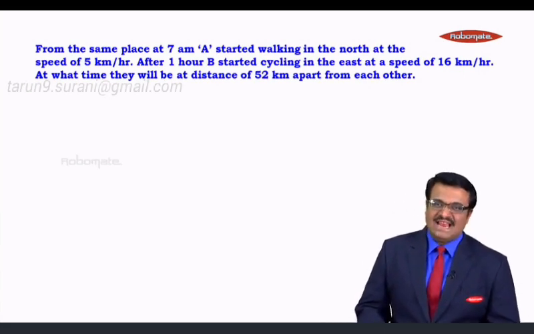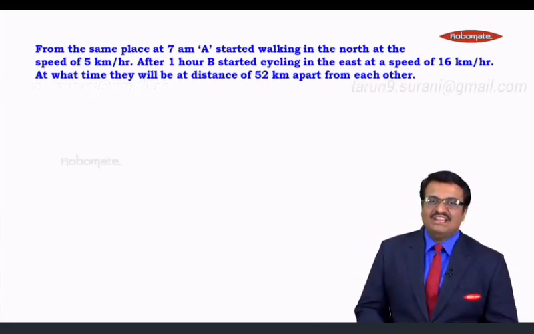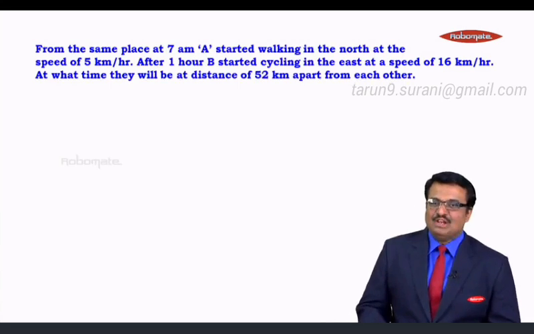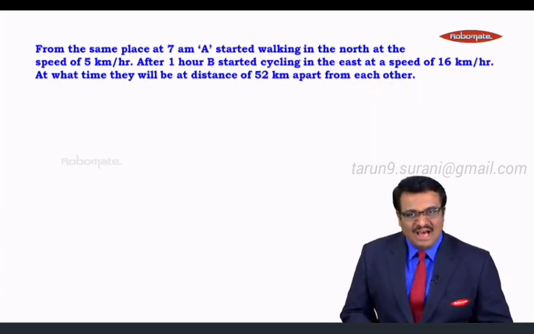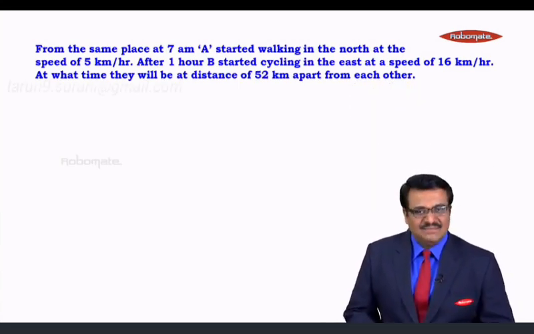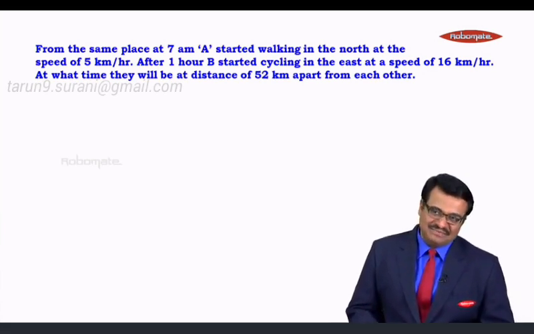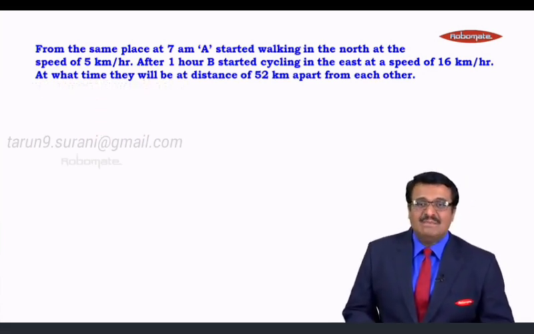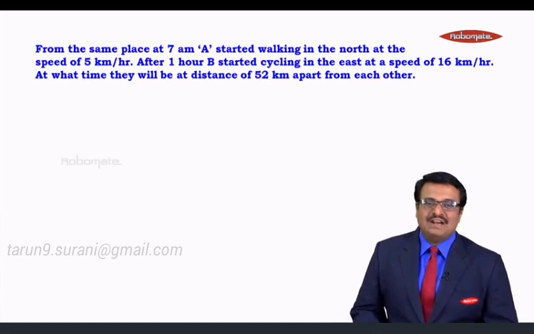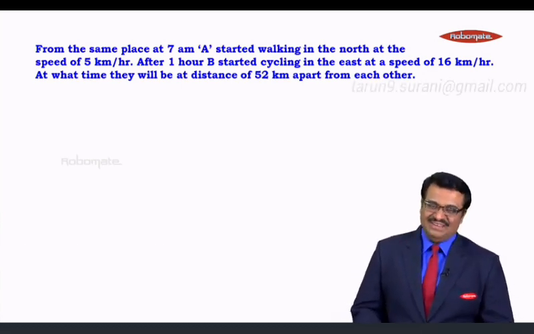From the same place at 7 a.m., A started walking in the north at the speed of 5 kilometers per hour. After 1 hour, B started cycling in the east at the speed of 16 kilometers per hour. At what time will they be at a distance of 52 kilometers apart from each other is the question, right?